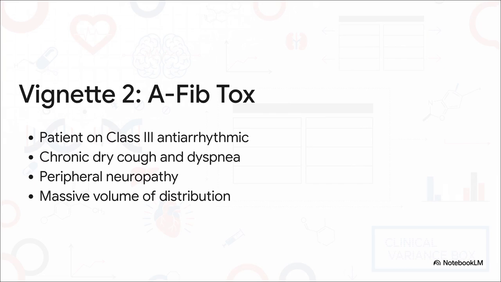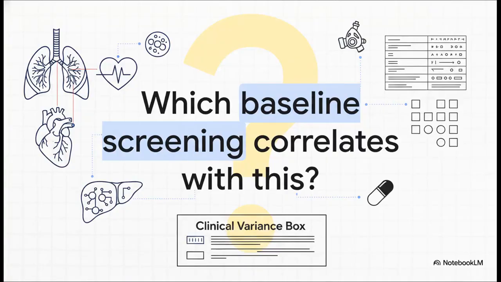Moving to our second module, we have a patient treated for atrial fibrillation on a Class 3 antiarrhythmic, presenting with an insidious onset of chronic dry cough, progressive respiratory failure, and peripheral neuropathy. You need to instantly associate this presentation with a specific pharmacological profile characterized by a massive volume of distribution and an exceptionally long half-life. Analyze the systemic adverse effect profile of this medication. Which of these 5 distinct baseline surveillance tests correlates directly with the pathogenesis of this patient's specific respiratory presentation?